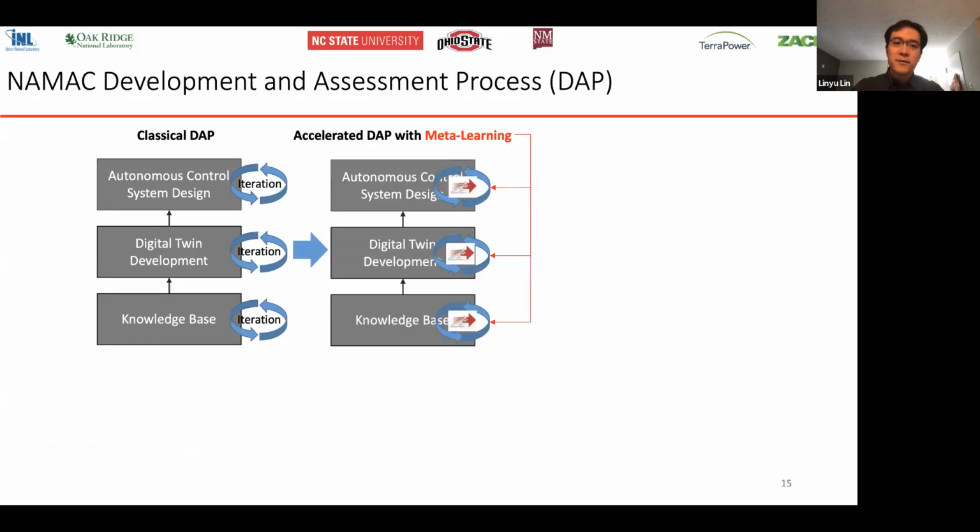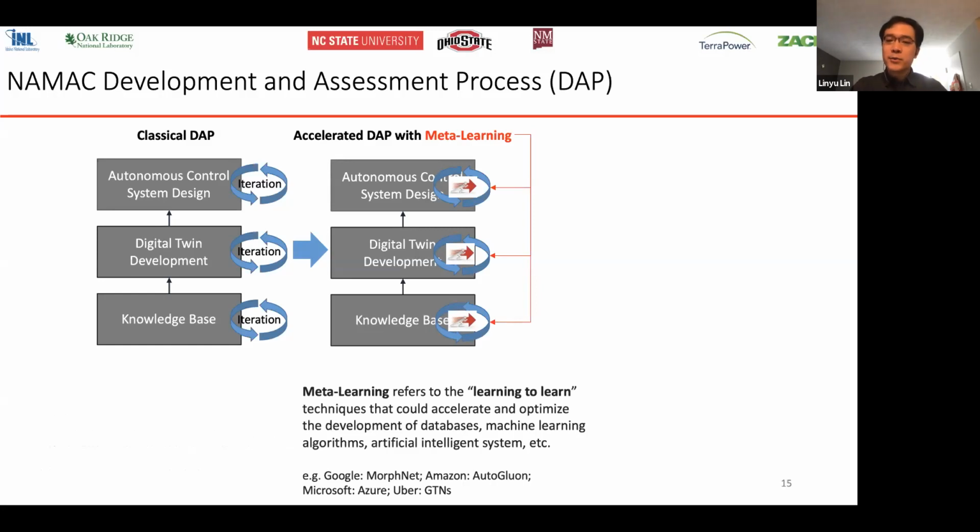The second stage of the NAMAC development assessment process will be an accelerated development assessment process. This acceleration is achieved with meta-learning techniques. Meta-learning techniques refer to learning-to-learn techniques that can accelerate and optimize the development of databases, machine learning algorithms, artificial intelligence, autonomous control systems, and all of that. These meta-learning techniques are quite a new technology, and there are many high-tech companies using them to accelerate and optimize the training of artificial intelligence systems. For example, Google has MorphNet to optimize the neural network architecture. Microsoft has Azure also to optimize the architecture and hyperparameters. And Uber also has generative networks to optimize their image recognition networks.